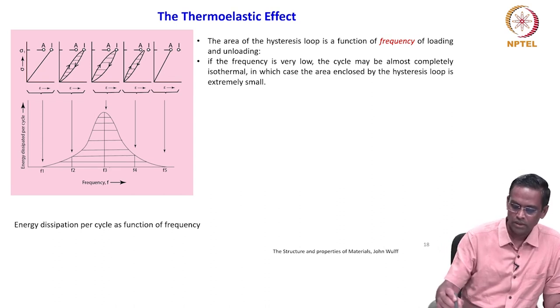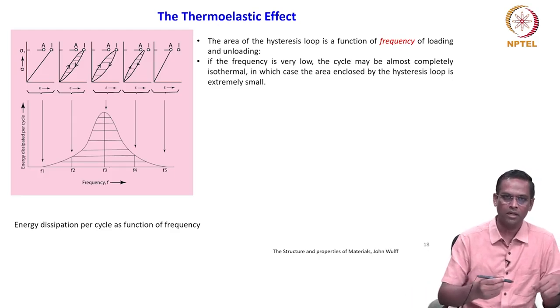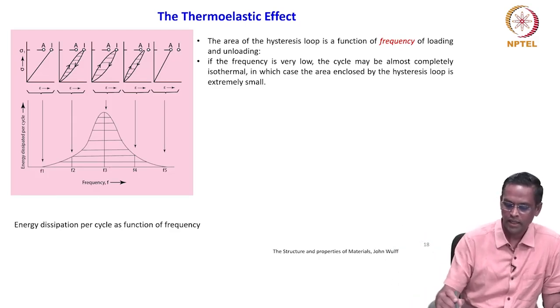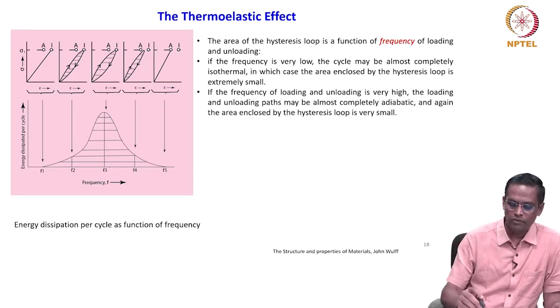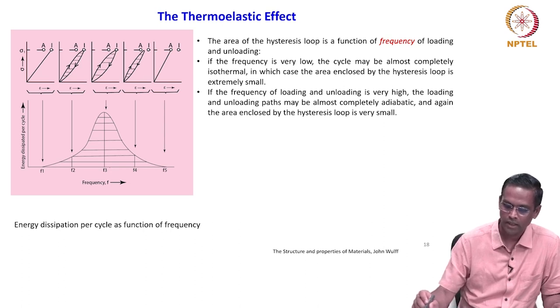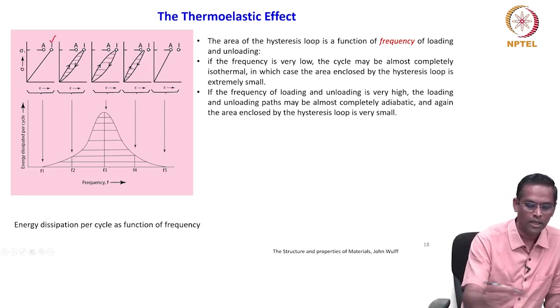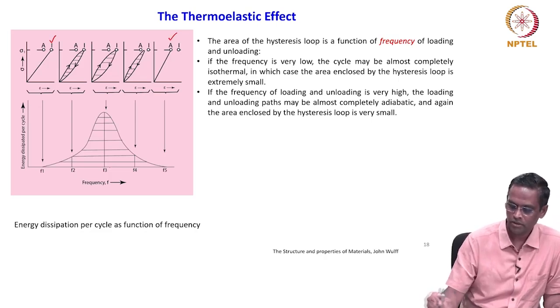If the frequency is very low, the cycle may be almost completely isothermal. So, in our case, what we just said, a crystalline material is very slowly stretched from 0 to the position I, in which case the area enclosed by the hysteresis loop is extremely small. So, in fact, it is almost a straight line here. Okay. If the frequency of loading or unloading is very high, the loading and unloading paths may be almost completely adiabatic. Okay. And again, the area enclosed by the hysteresis loop is very small. So, this is isothermal I, this is adiabatic A. In both the cases, the hysteresis loop is extremely small.